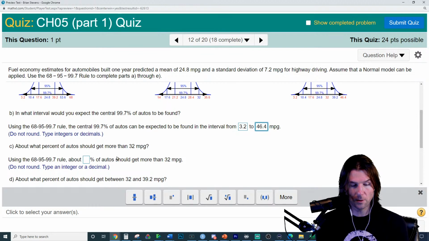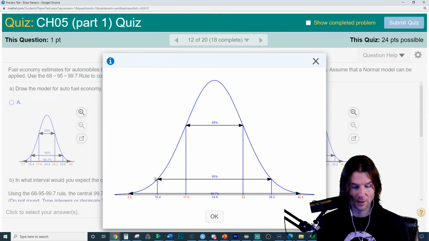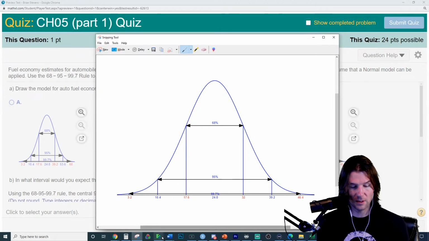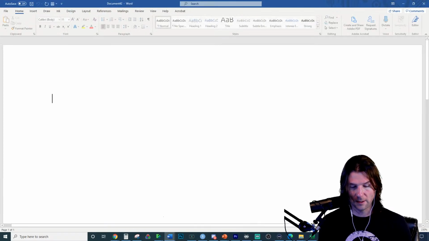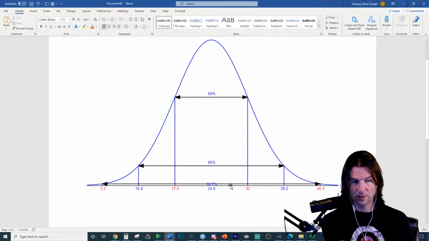About what percent of autos should get more than 32? So 32 has a z-score of what? We're almost done here. We've got one more problem to go, and we'll have done all of them. 32 has a z-score of what?